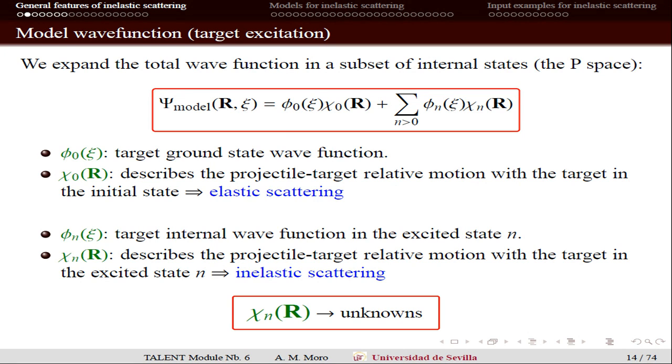These chi n's, of course, are unknown. So the purpose of the coupled channels method is to obtain these radial functions, these chi functions. And then to obtain the observables, remember that we have to go to the asymptotic part of the total wave function. From the asymptotic part, we got what Filomena called the S matrix. And from the S matrix, we define the scattering amplitude. And from the scattering amplitude, we go to the cross section. So we go step by step.